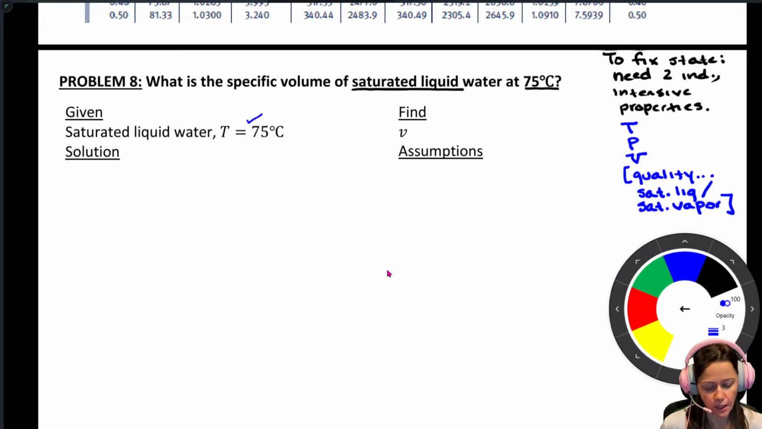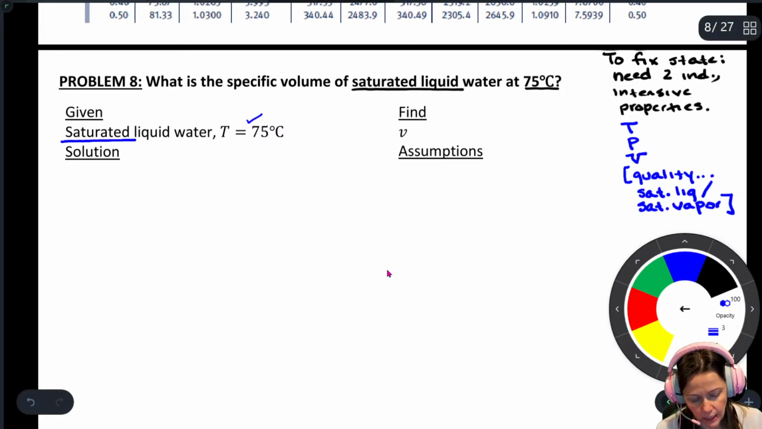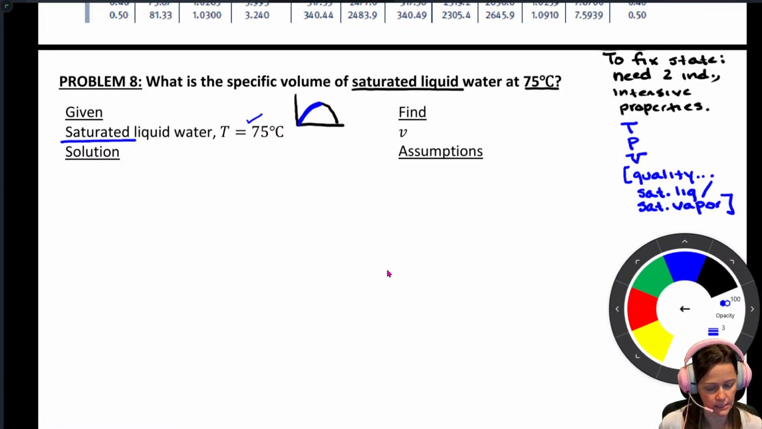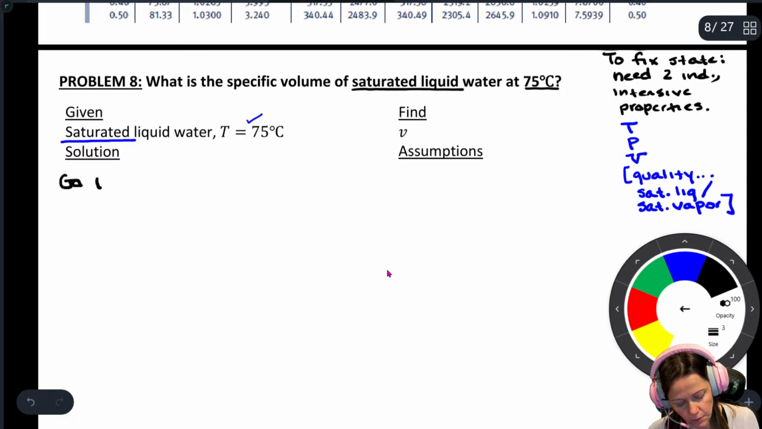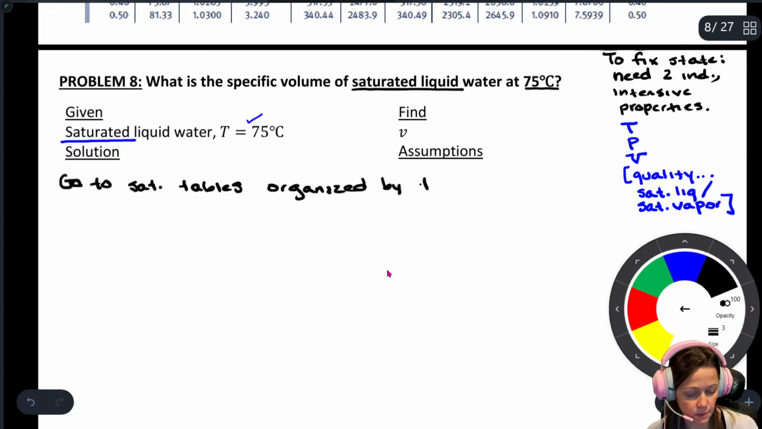All right, but we know that it's saturated, and if I was thinking of my dome here, it just means that I'm right on that saturated liquid line, right? I guess that could be a TV or PV diagram, but I'm right there on the left-hand side of that line. And I'm wanting to know the specific volume. So I'm going to go to my saturated tables, organized by temperature, and that would be table A2.